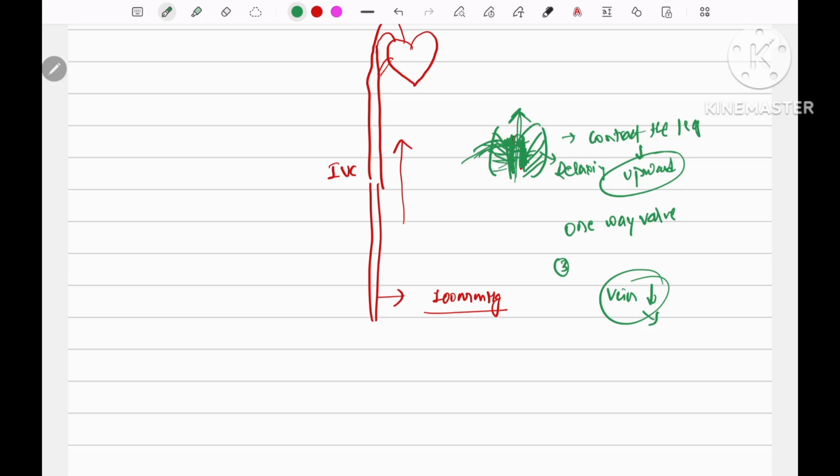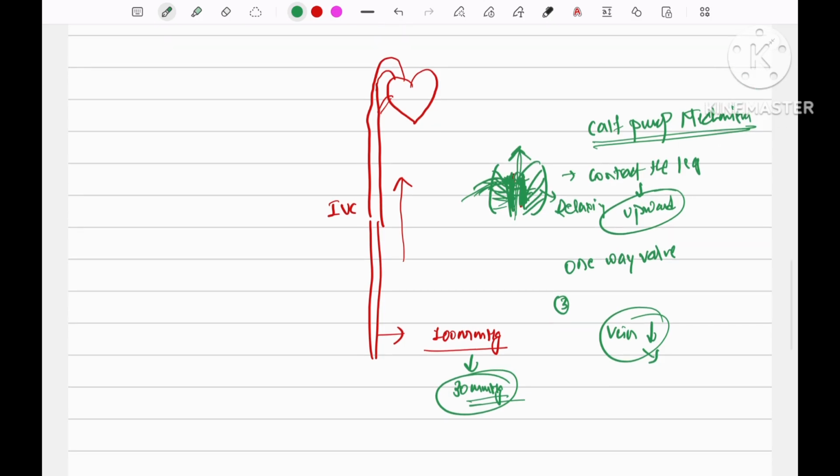So these are the three mechanisms due to which the pressure, this 100 mmHg, is reduced to 30 mmHg, and this theory is known as the calf pump mechanism. In this way, the pressure of 100 mmHg is reduced to 30 mmHg in a normal person. But when the mechanism of this valve is disturbed, then this 100 mmHg pressure does not decrease to 30 mmHg, and it leads to chronic ambulatory venous hypertension. We are discussing this now.